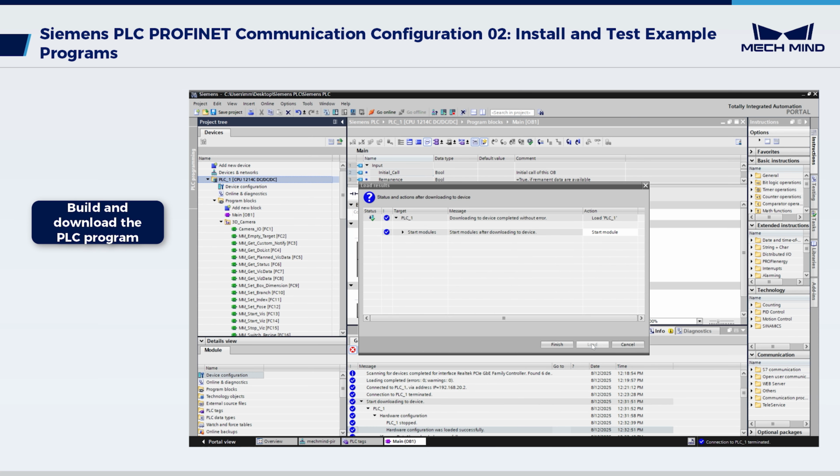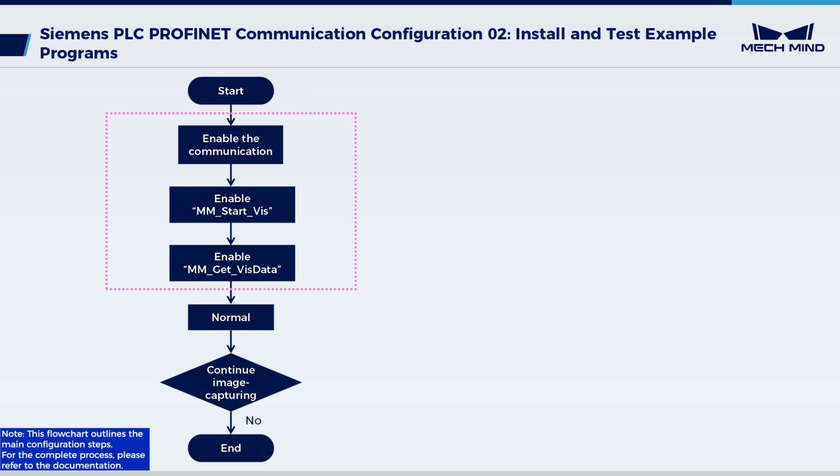Here are the main configuration steps. First, enable communication to establish the connection between the PLC and the Vision system. Then, enable Start Vision to trigger the Vision project to run.